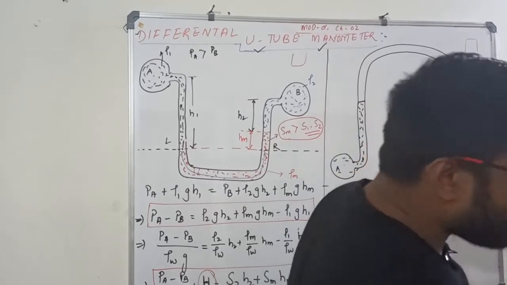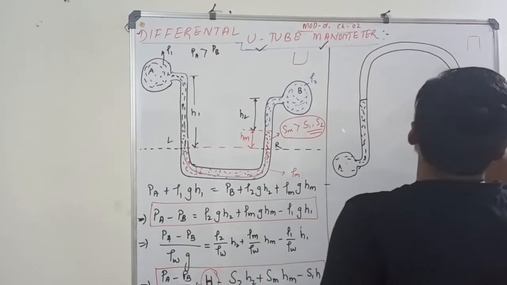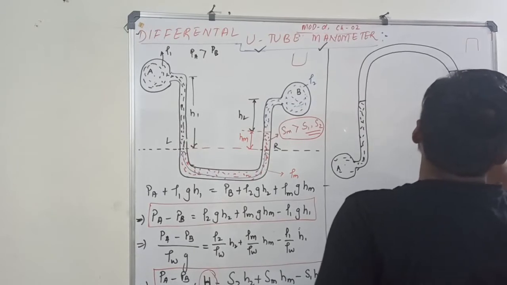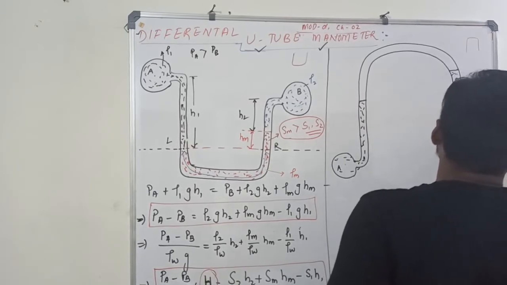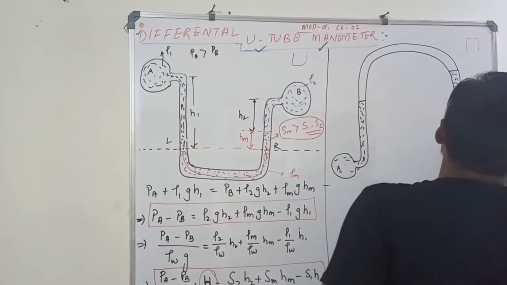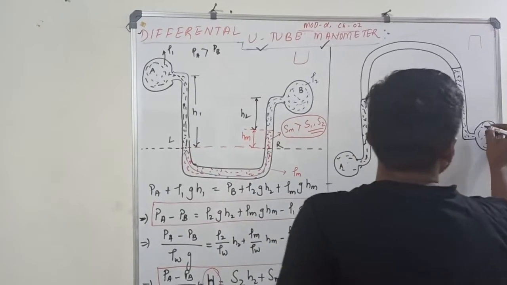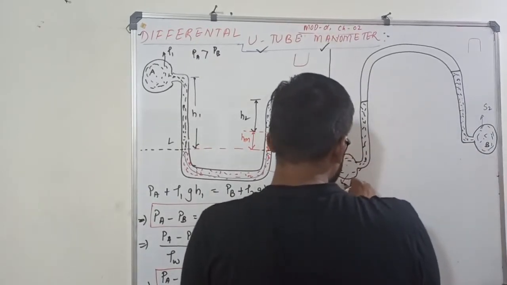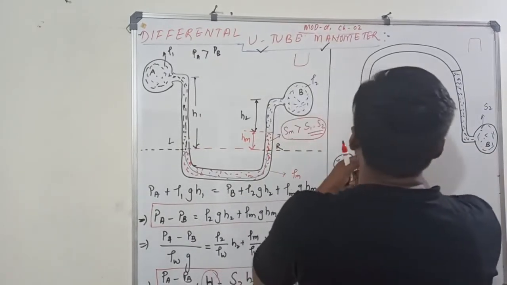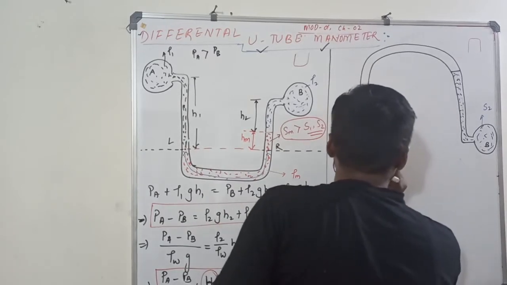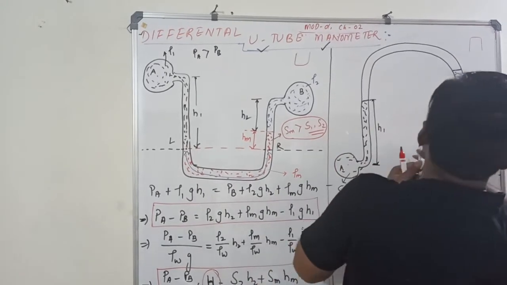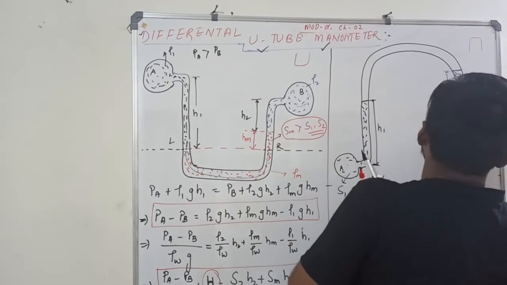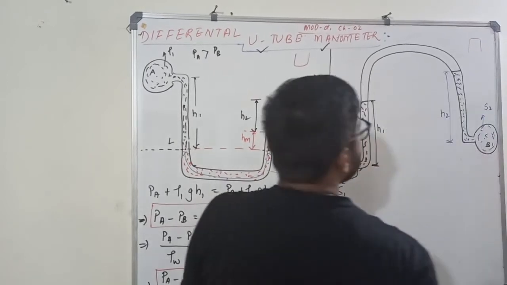PB is a different fluid, so I am using a different color. See, color coding becomes important because you are using so many different fluids. Okay, so this is my S2. This is my S1. Let us say the height up to which it has gone is H1, and the height up to which it has moved is H2.